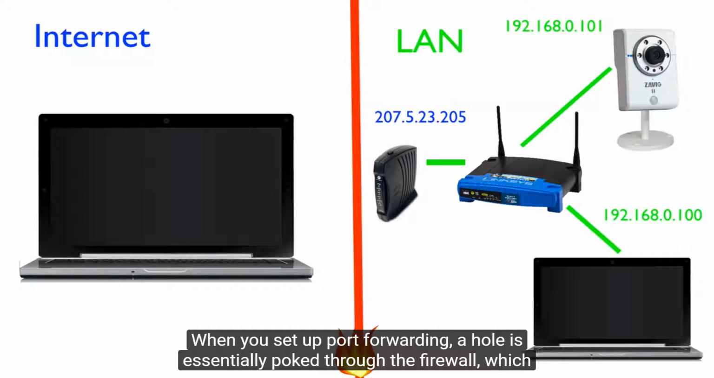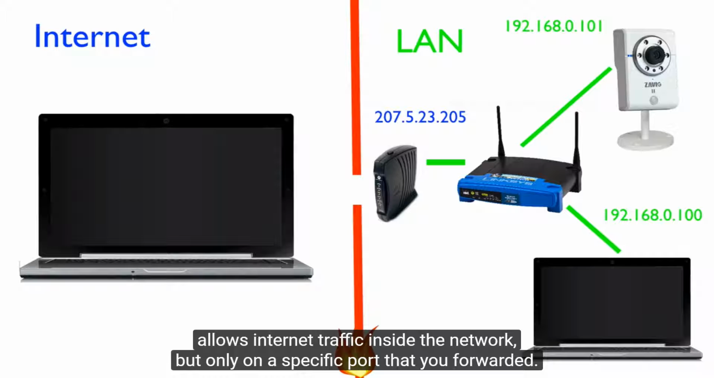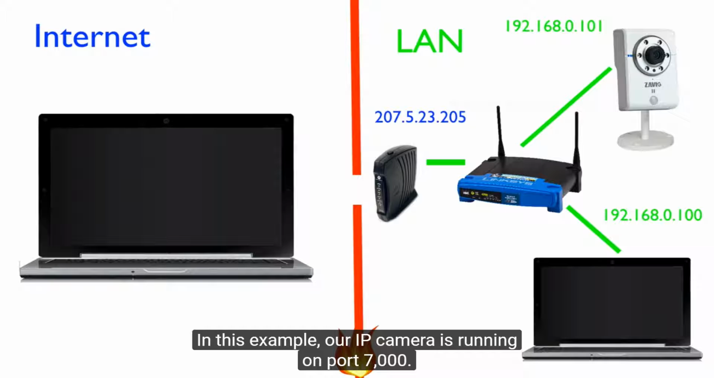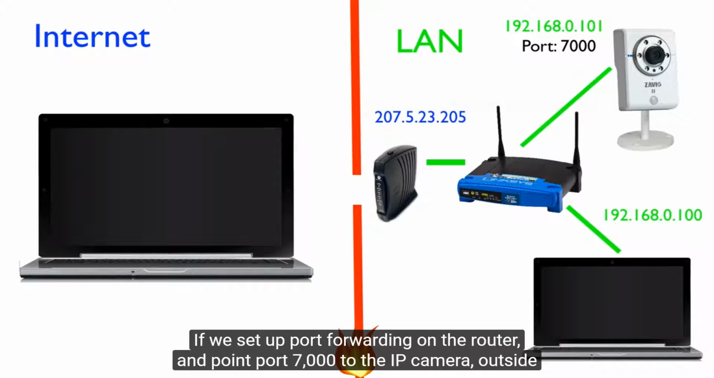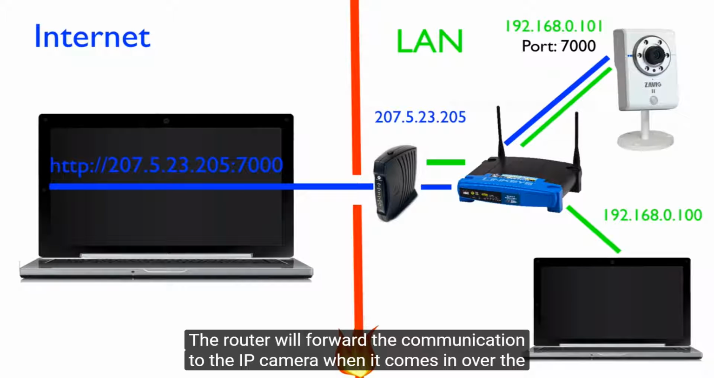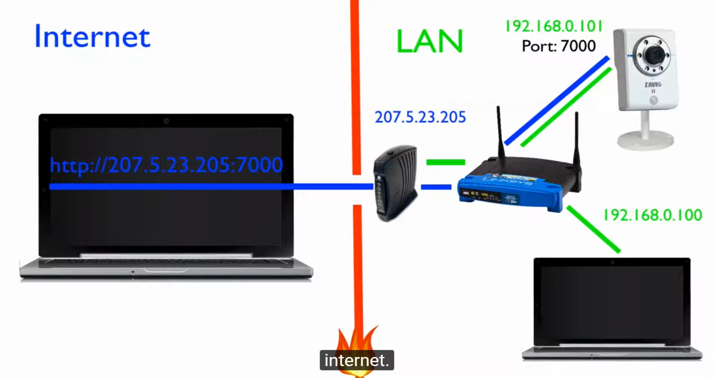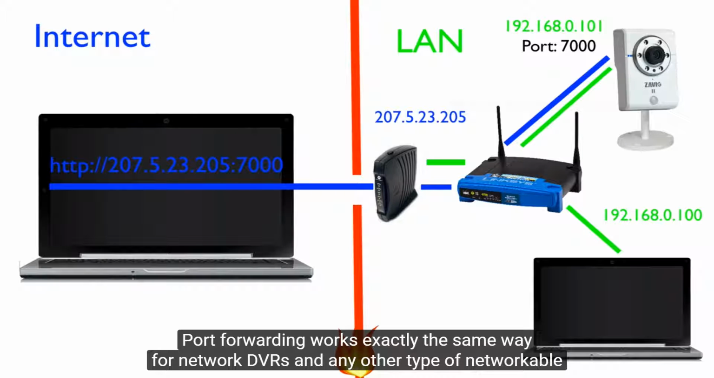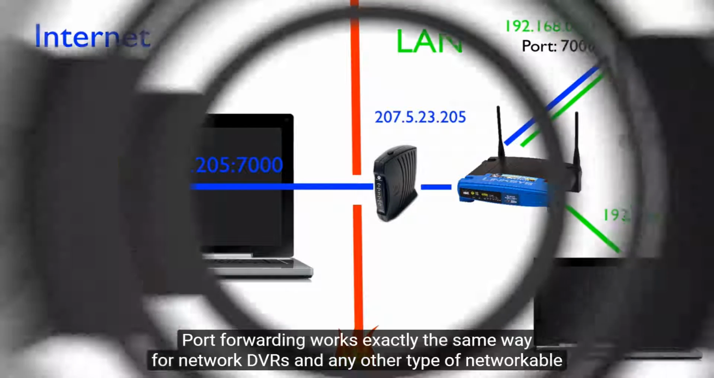When you set up port forwarding, a hole is essentially poked through the firewall, which allows internet traffic inside the network, but only on a specific port that you forwarded. In this example, our IP camera is running on port 7000. So if we set up port forwarding on the router and point port 7000 to the IP camera, outside traffic will now be allowed inside the network on that particular port, and the router will forward the communication to the IP camera when it comes in over the internet. Port forwarding works exactly the same way for network DVRs and any other type of networkable device.